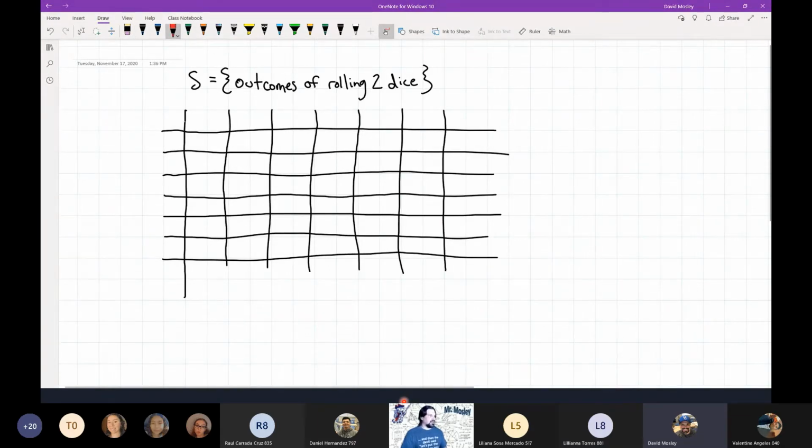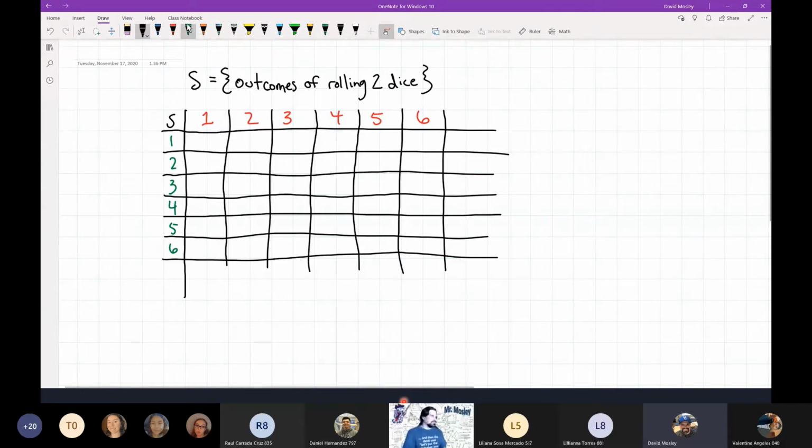So we're going to have a red dice, which can land on a 1, a 2, 3, 4, a 5, or a 6. We'll have a green dice, which could also land on a 1, a 2, a 3, 4, 5, or 6. All right? So this grid represents my sample space S.